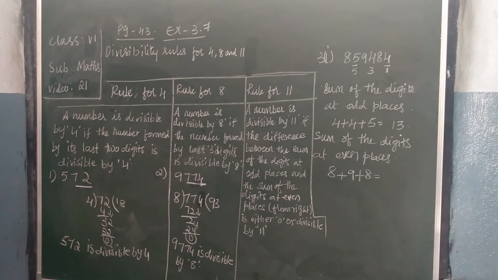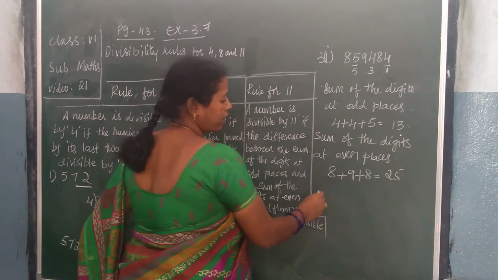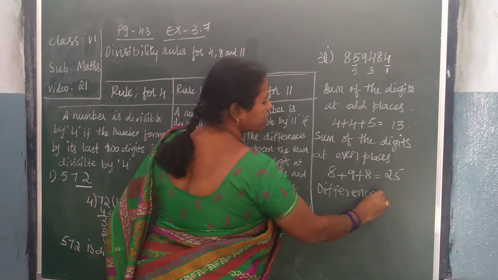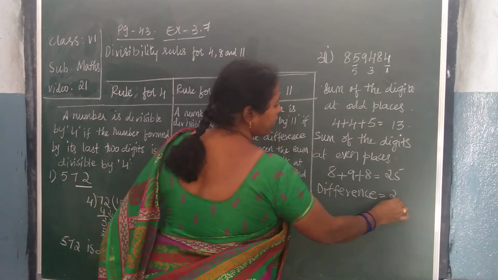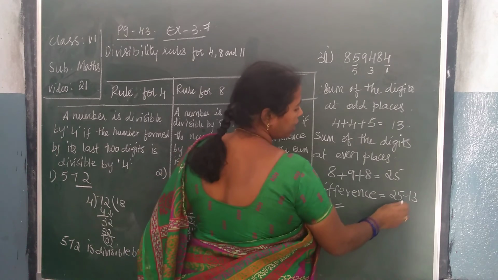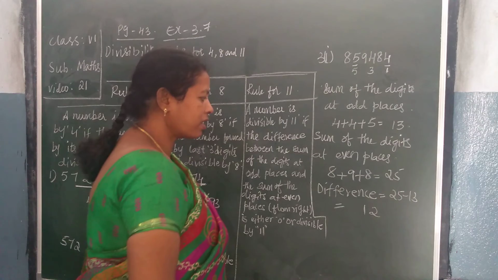8 plus 9 is 17. 17 plus 8, how much, children? After 17, 18, 19, 20, 21, 22, 23, 24, 25. So it is 25, children. When you add up, you got 25. Now you find out the difference. Difference means subtraction, children. So 25 minus 13. How much? 5 minus 3 is 2. 2 minus 1 is 1.